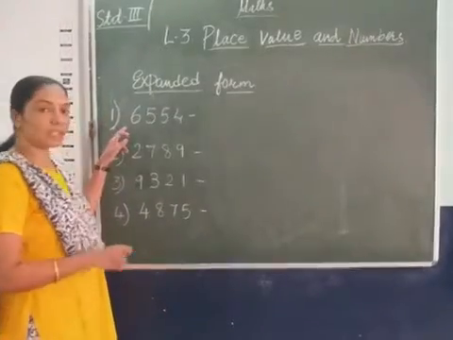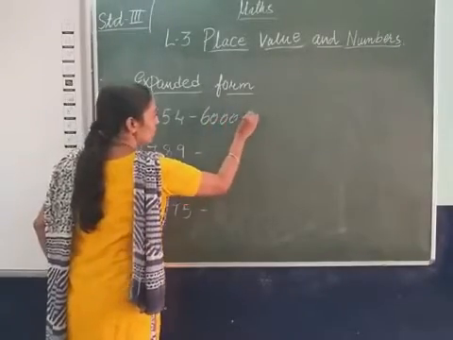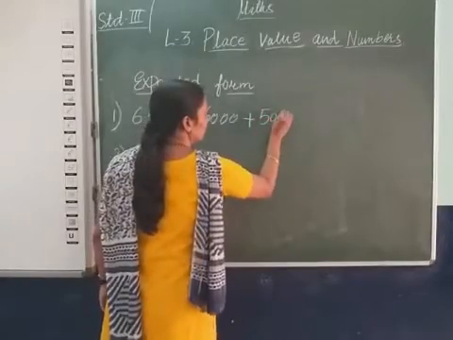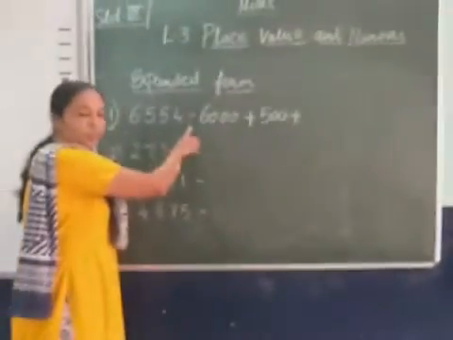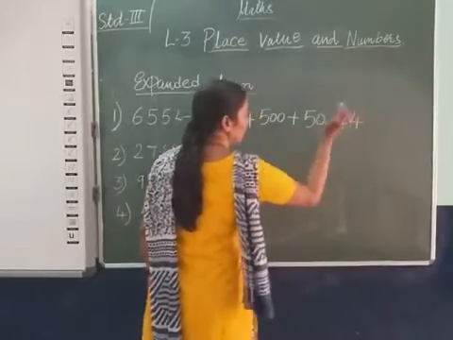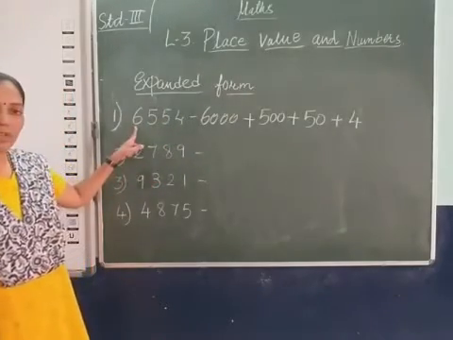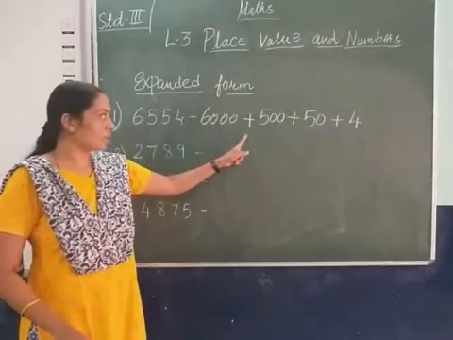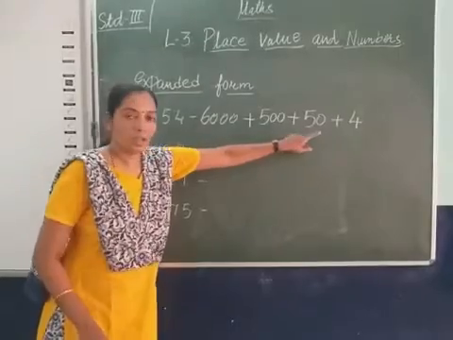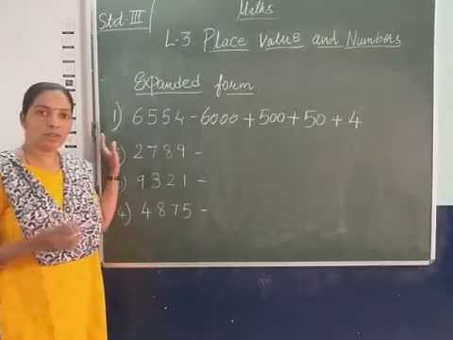6554. So we will expand that: 6000 plus 500 plus 54 plus 4. So we expand this number. We write here 6000 plus 500 plus 50 plus 4. We say that we write the expanded form for the numeral.